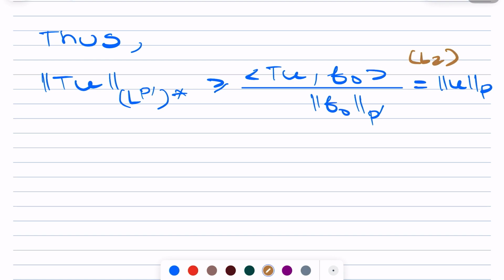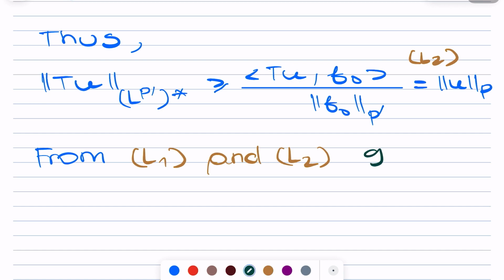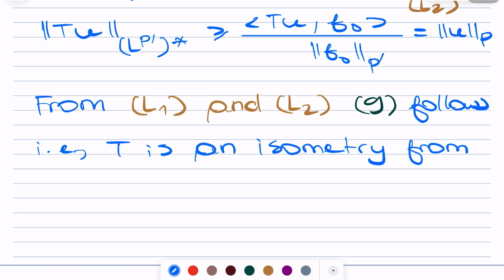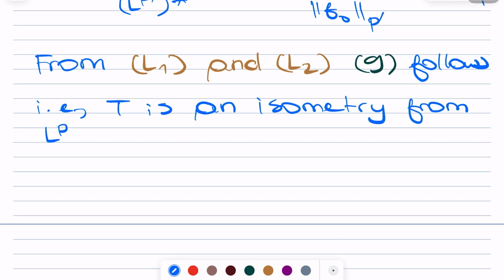So from L1 and L2, (9) follows. And so that is, T is a linear isometry from L^p into (L^p')*, right?